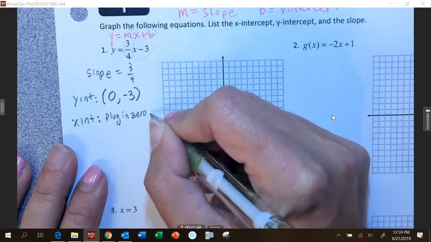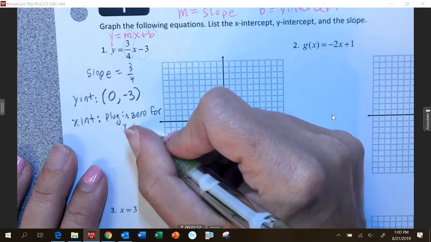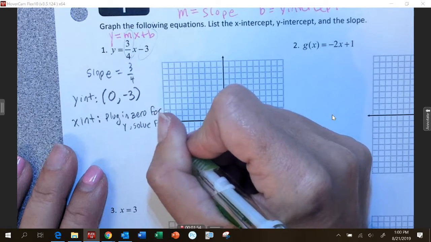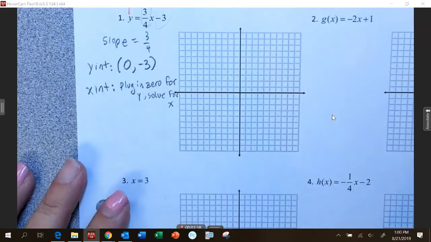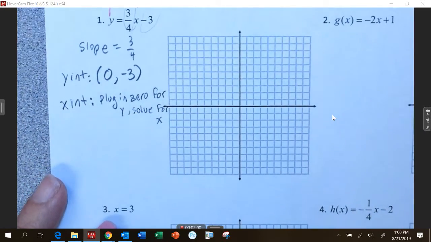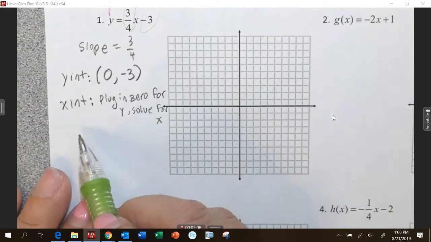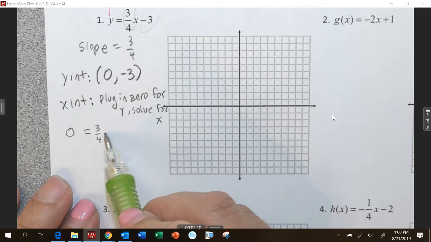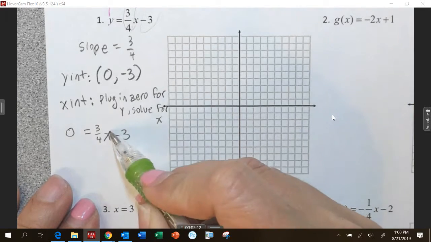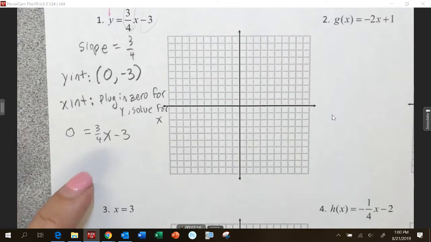0 for y, and then solve for x. I'm going to plug in 0 for y and solve for x. So my equation would look like 0 equals 3/4 x minus 3. I'm going to solve that equation for x.